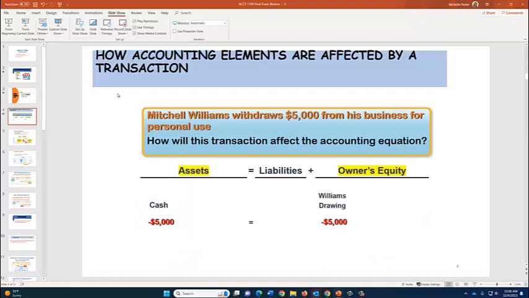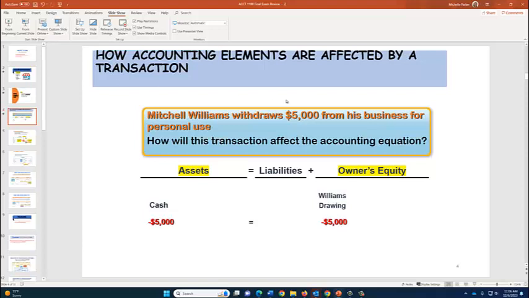You will also need to know how an accounting transaction affects the accounting elements. So for example, we've got Mitchell Williams withdraws $5,000 from his business for personal use. How will the transaction affect the accounting equation? Remember, the accounting equation is assets equals liabilities plus owner's equity. So once we enter this transaction, we need to make sure the accounting equation is still in balance.